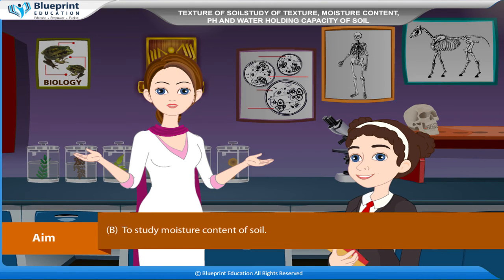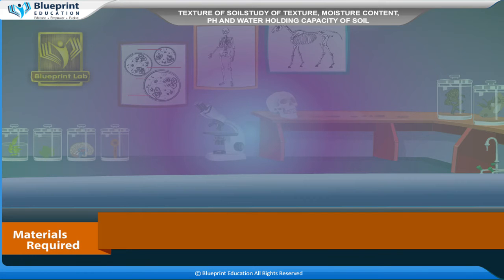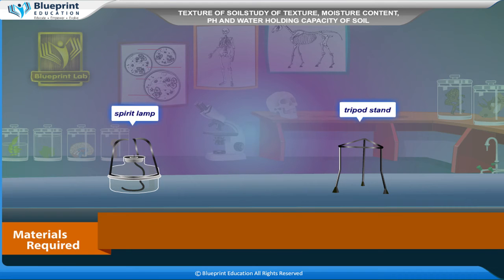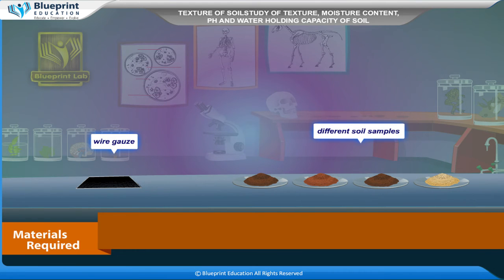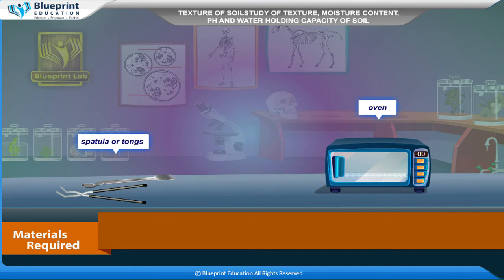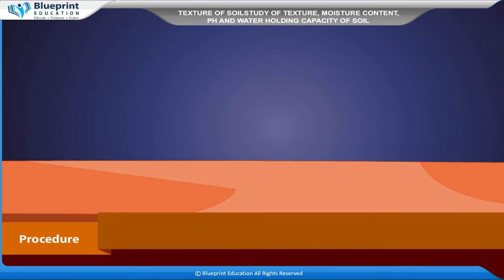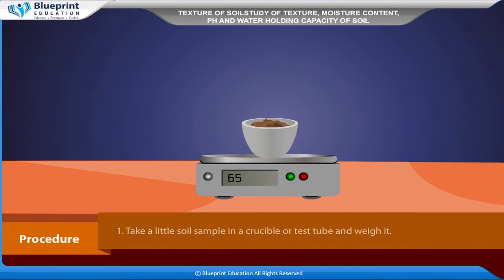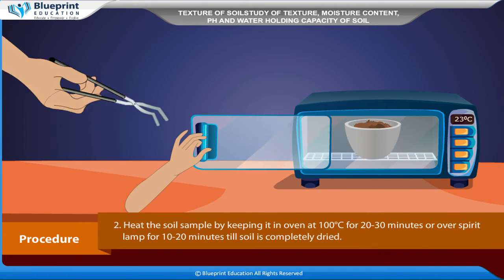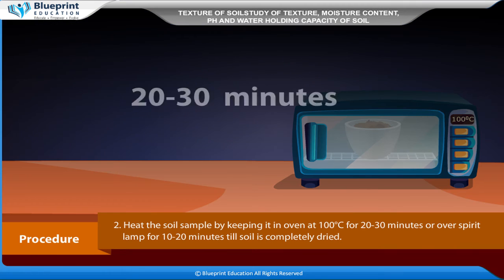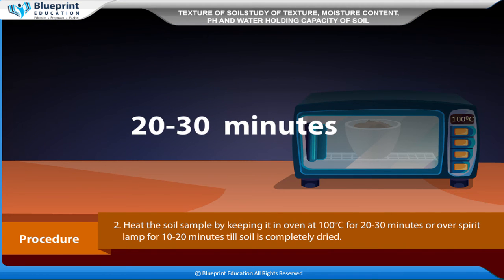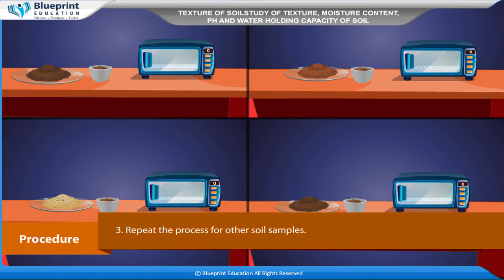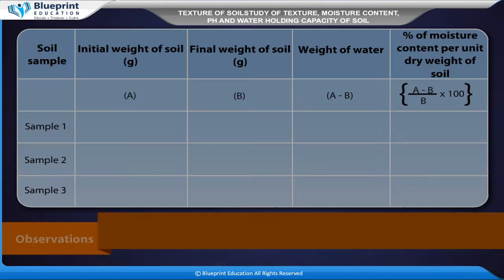Our aim here is to study the moisture content of soil. Materials required are test tubes, weighing balance, spirit lamp, tripod stand, wire gauze, different soil samples, spatula or tongs, and oven. Procedure. Take a little soil sample in a crucible or test tube and weigh it. Heat the soil sample by keeping it in an oven at 100 degrees Celsius for 20 to 30 minutes, or over a spirit lamp for 10 to 20 minutes, till the soil is completely dried. Repeat the process for other soil samples.